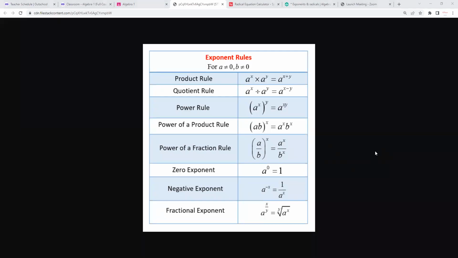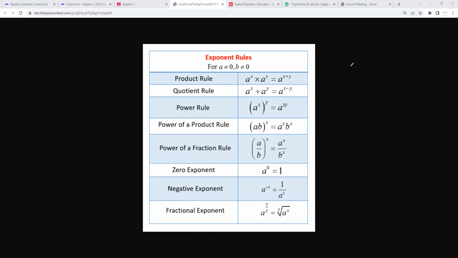Okay, so we are getting into exponents. When dealing with exponents, there are a few rules. Some of them you might not see until Algebra 2. This is usually seen in my Algebra 2 class, but it's just good to know all the rules.